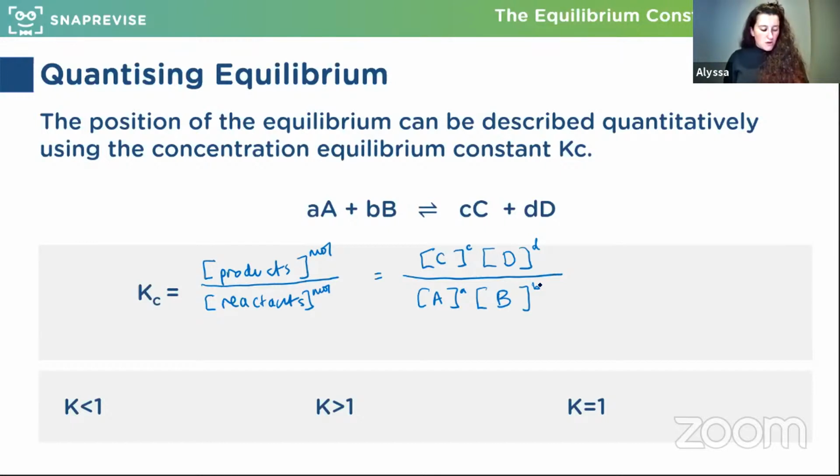Okay, so if our value for Kc, if our equilibrium constant is greater than 1, what does that mean? If our value for K is greater than 1, where is our equilibrium? Any ideas?